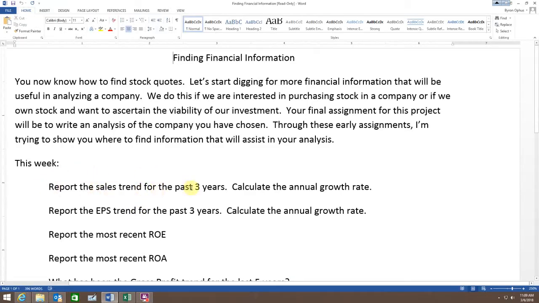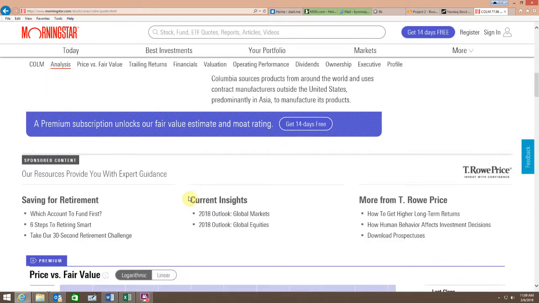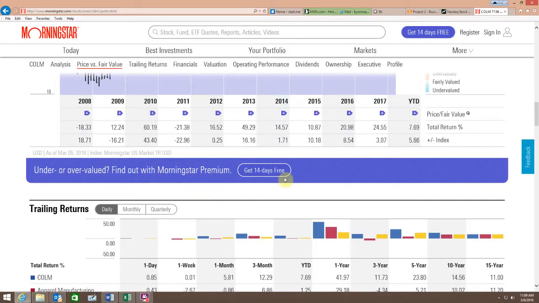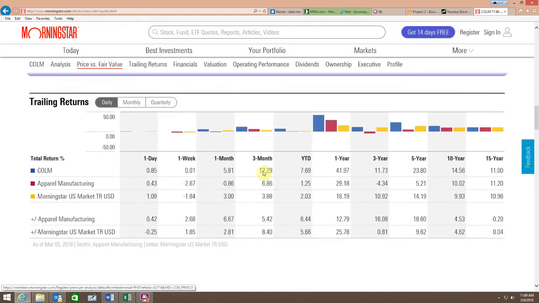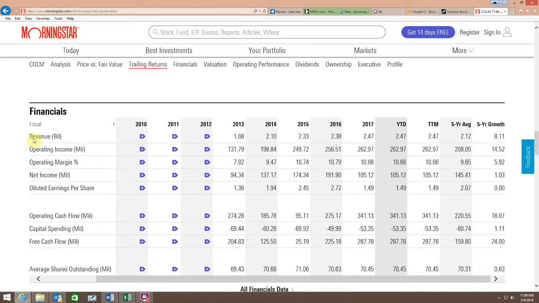Report the sales trend for the past 3 years. Calculate the annual growth. So let's just scroll down. Price versus fair value. I probably could have just clicked on one up above there. But anyhow, sales and revenue are synonymous. They basically mean the same thing. There can sometimes be subtle differences, but for our purposes, they're probably going to mean the same thing.